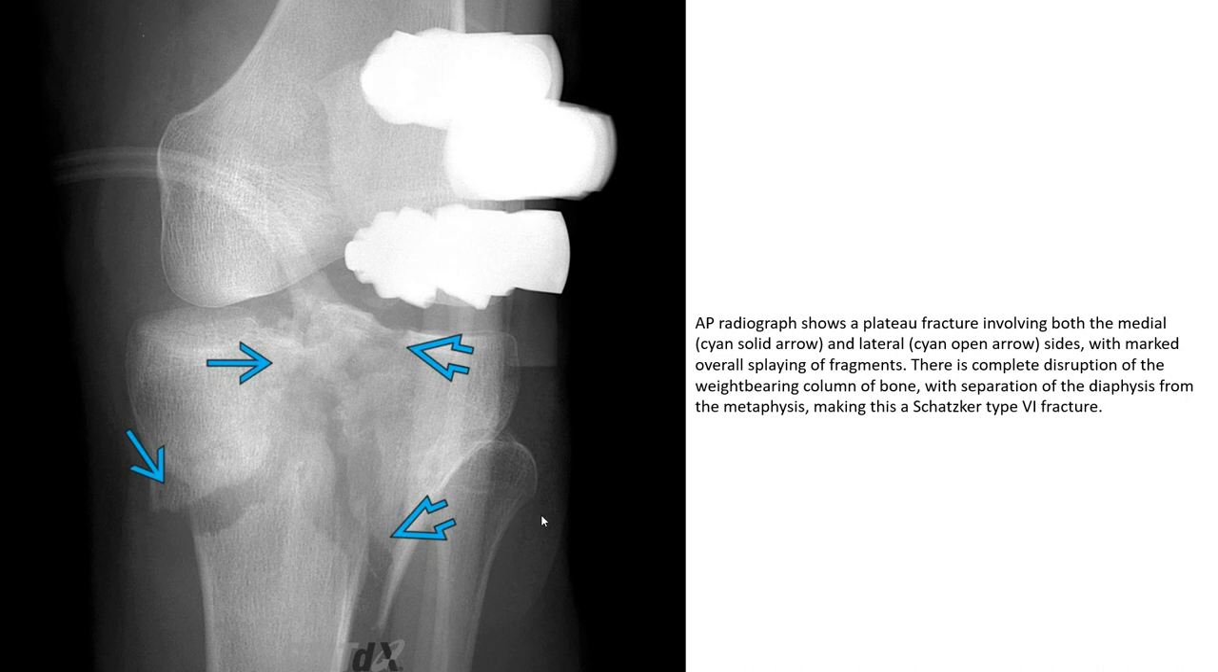A radiograph shows a tibial plateau fracture involving both the medial and lateral sides with marked overall splaying of the plateau. There is complete disruption of the weight-bearing column or bone with separation of the diaphysis from the metaphysis, making this a Schatzker type 6 fracture.